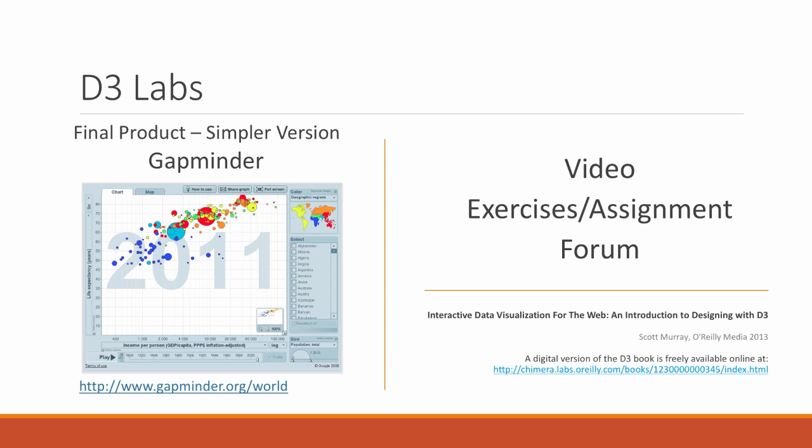Almost everything that we are going to cover in the lab is covered by the book Interactive Data Visualization for the Web, an introduction to designing with D3, by Scott Murray. One good thing is that it is available for free on the web. You can buy the hard copy if you want, but you can use the online version, and I will use this book as the base for my labs, although I will not be following each chapter in sequence.